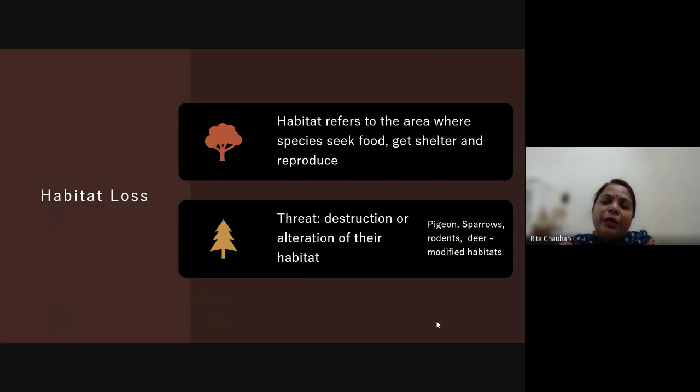For example, if we look into a pond or a lake, so many diverse fish are there, plants are there, small animals, zooplankton, phytoplankton are there. But if the water is lost, or if we convert that lake into a land area, then the entire ecosystem will be lost. So these plants and animals are losing their habitat, the place where they get food, shelter, and a place to reproduce.